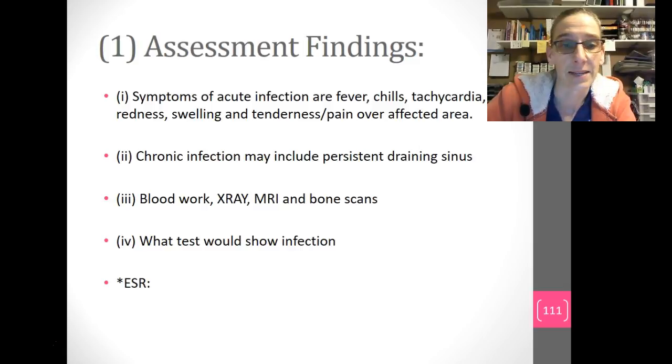It's pretty nasty. Blood work, X-ray, MRI, and bone scans may be done. What test would show an infection? Increased leukocyte count, increased ESR. In acute osteomyelitis, they will be increased. Positive blood cultures for infective organisms. ESR, that's your erythrocyte sedimentation rate, and it measures how much inflammation is in the body.